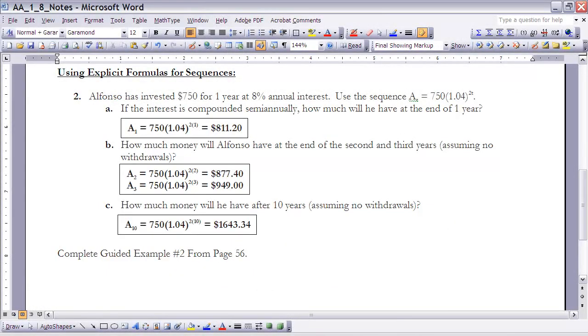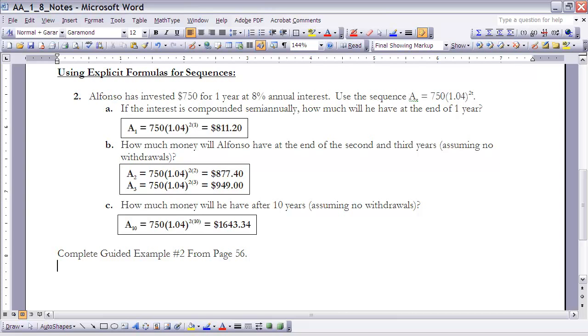All right, let's take a look at example 2 now. In this example we're using explicit formulas for sequences. It says Alfonso has invested $750 for 1 year at 8% annual interest. If we use the sequence a sub t is equal to 750 times 1.04 raised to the 2t, that represents the value of that money after any given number of years. So t is equal to the number of years that money's been invested.